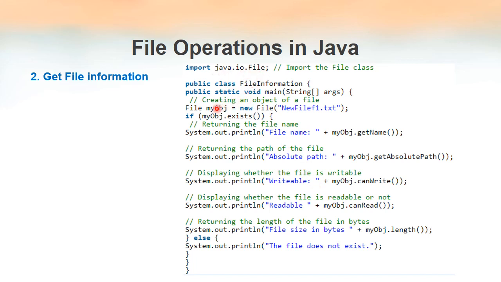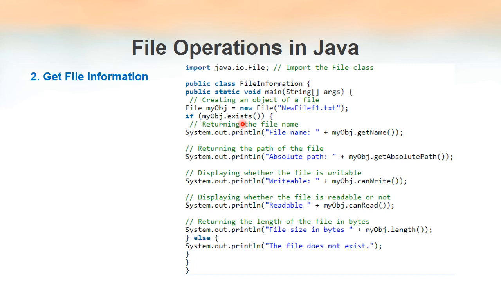As mentioned earlier, we have to import the File class, create the object of class File, and then check whether the file that we are referring to exists or not, by using the method exists of class File. This method will return either true or false.